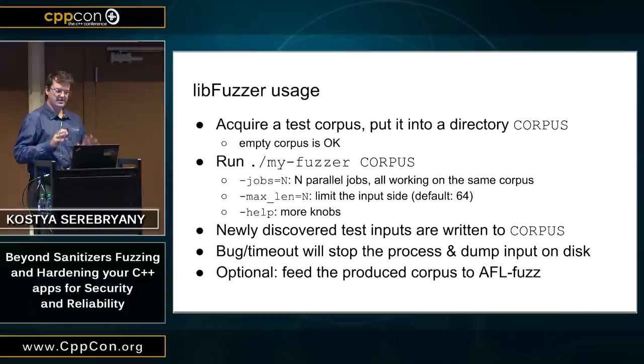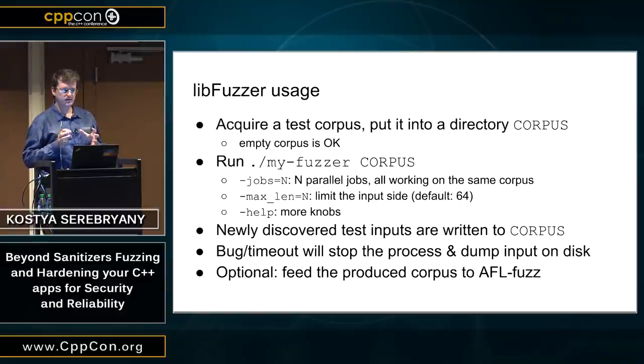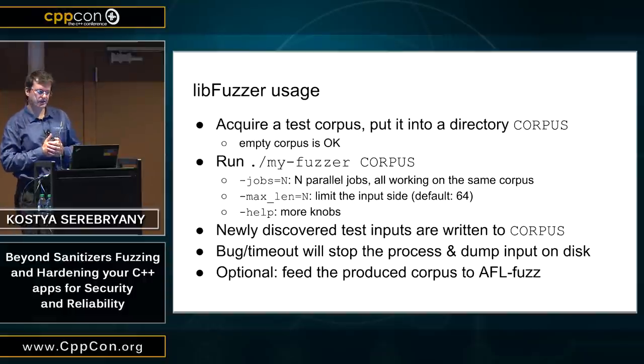But now there are still knobs that you may want to use. First of all, the parallelism, how many cores you want to consume. And second, the limit of the size of the input tests. How big do you want the input tests to be? There are lots more knobs; you can get them from help.